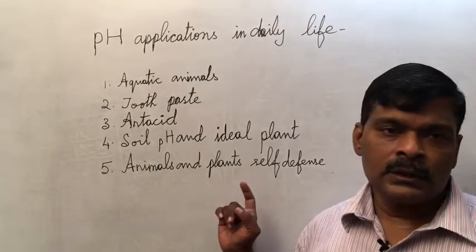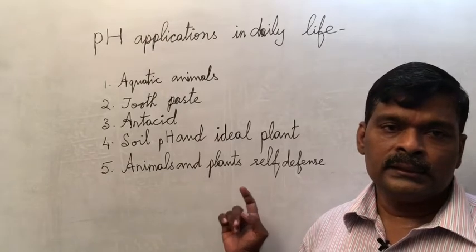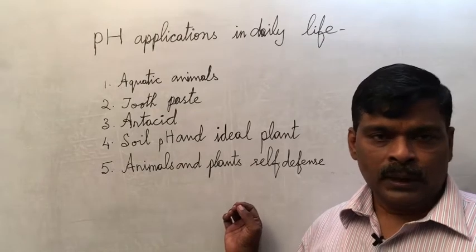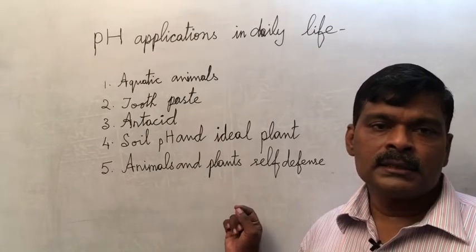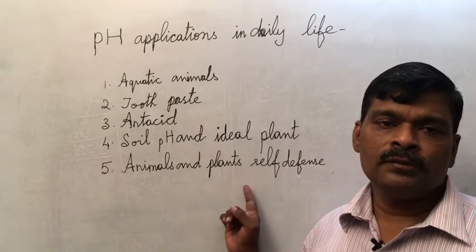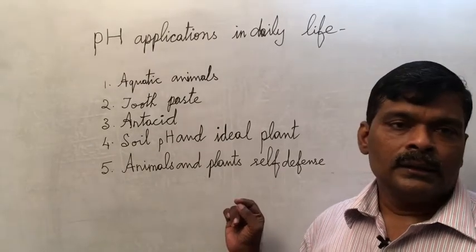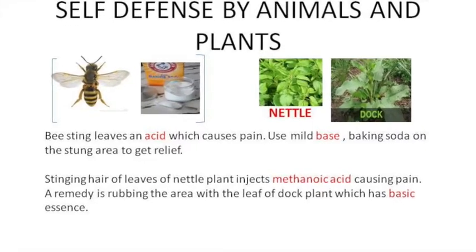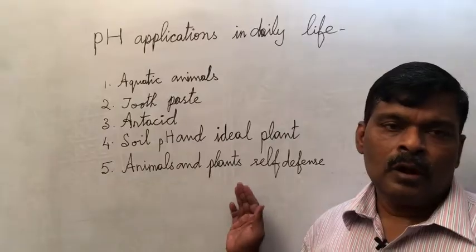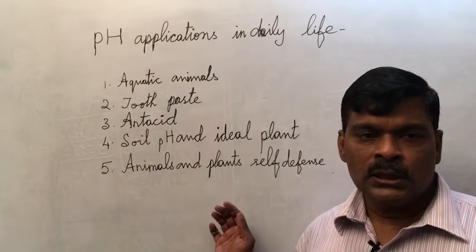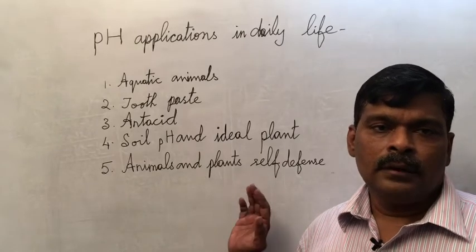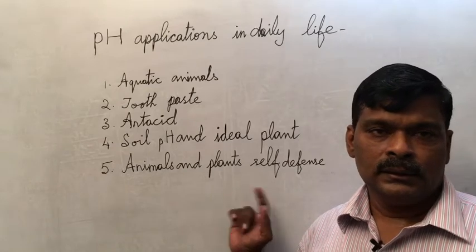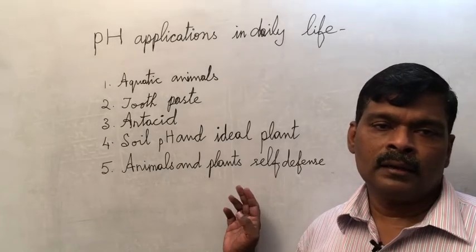Similarly, in our surroundings there are nettle leaves. If their hairs touch us, we may get irritation. The hairs inject some methanoic acid into our body, so it is irritating. If we use dock plant leaves on the area where we got irritation, the basic essence of the dock leaves will neutralize that acidity, and we can get rid of that situation.